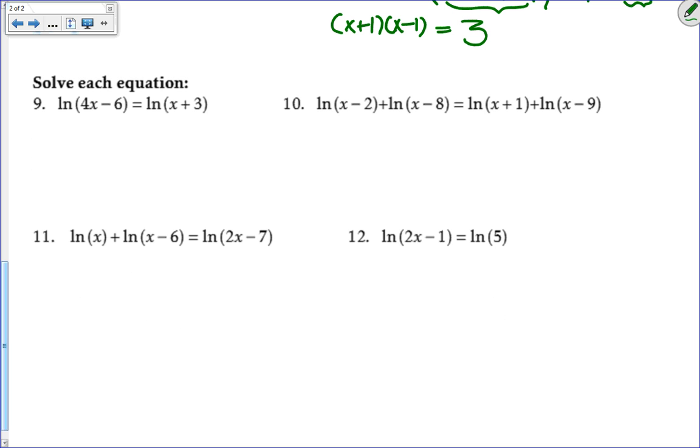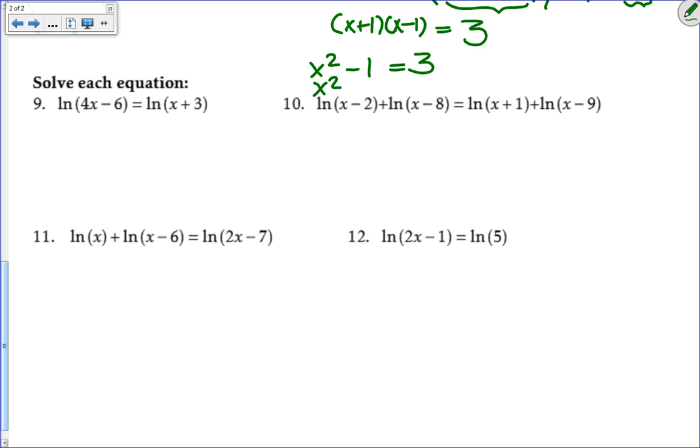So what can we do with the left side? We can FOIL it, exactly. So how would we FOIL this? X squared. We just said minus 1. Right, so we'd get a positive x and a negative x, so the x's are going to cancel out. And then a 1 times a negative 1, negative 1. So minus 1, that's equal to 3, right? So now what's the next step? Add 1, so we get x squared is equal to 4.